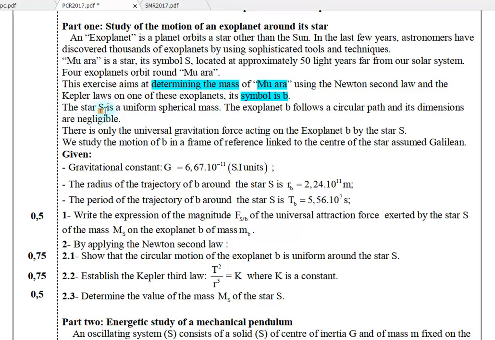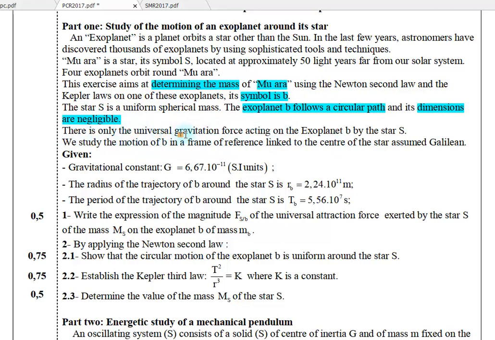So the star S is a uniform spherical mass. The exoplanet B follows a circular path and its dimensions are negligible. Donc déjà عطاونا هذا المعطى بمعنى the trajectory is circular، déjà عطاوها لينا، and its dimensions are negligible. هذا كيعني بأن distance between the sun أو the star and Mu'ara يعني كبيرة بزاف، is way bigger compared to their radius. هذا هو المعنى ديالها.